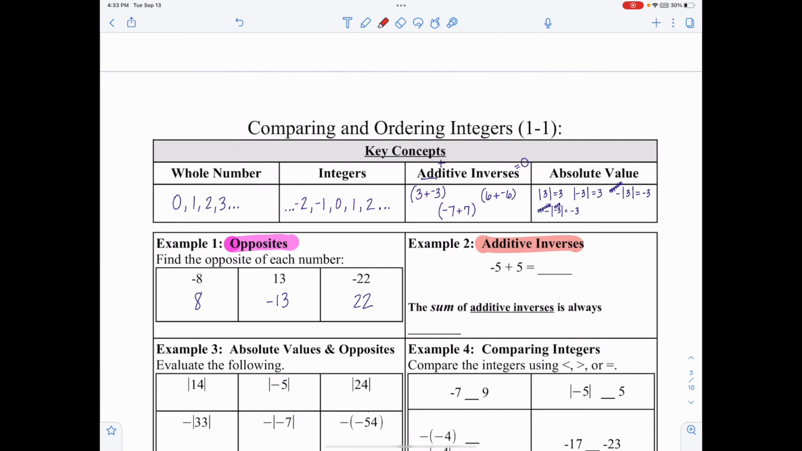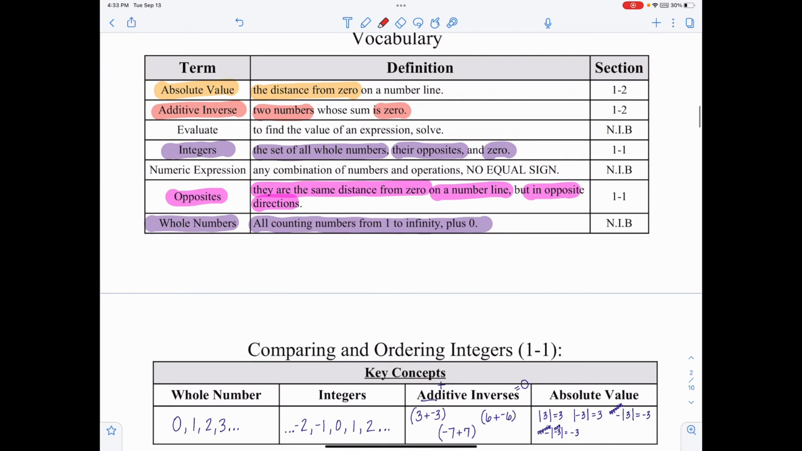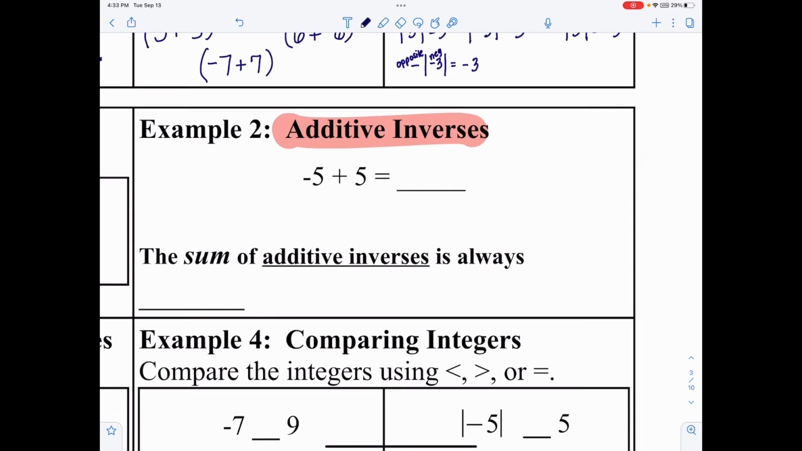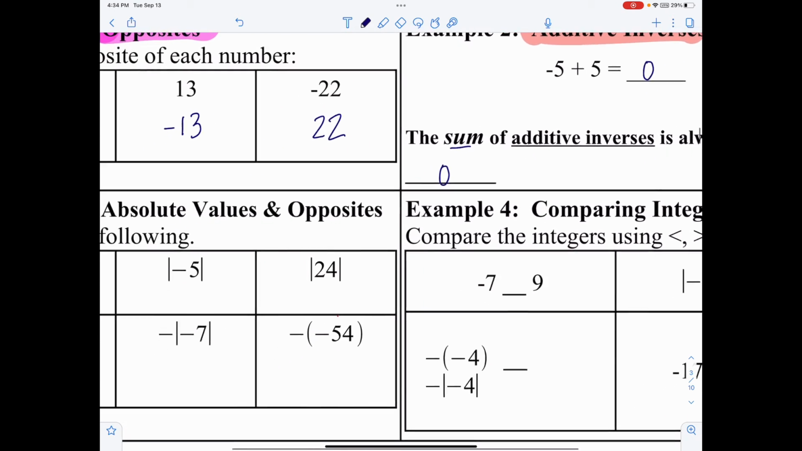All right, the additive inverses. Let's go ahead and look at what that says. So additive inverse, remember, is two numbers whose sum is 0. Okay, and so we have negative 5 plus a positive 5 is 0. The sum of all additive inverses is always what? 0, because it's two opposite numbers put together. Okay, they're the same distance from 0.